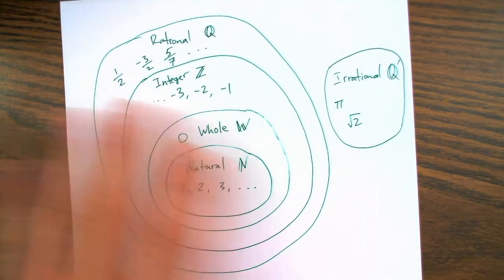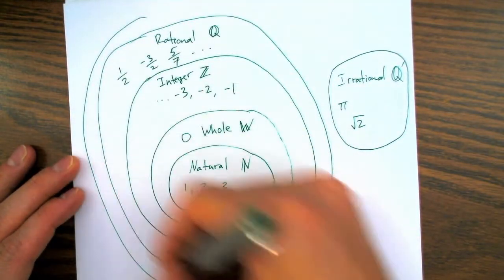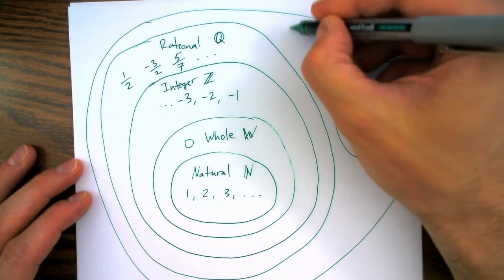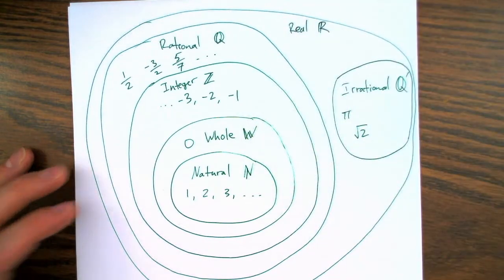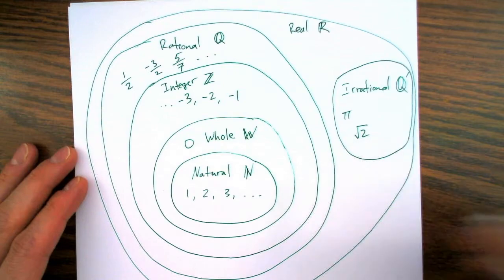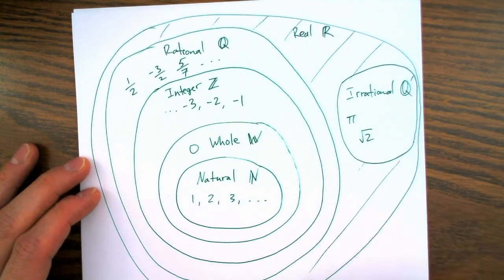So we have rational numbers, and we have irrational numbers. If we put both of those together, we have real numbers. And there are no real numbers that are neither rational nor irrational. So I'm just going to color in this area to show that.